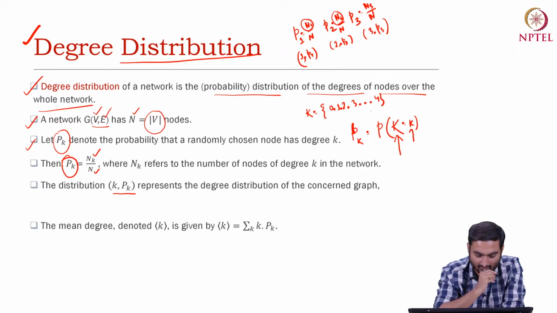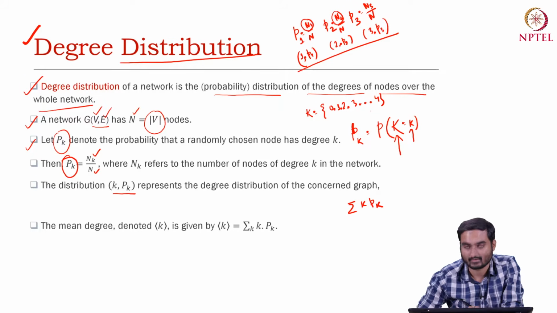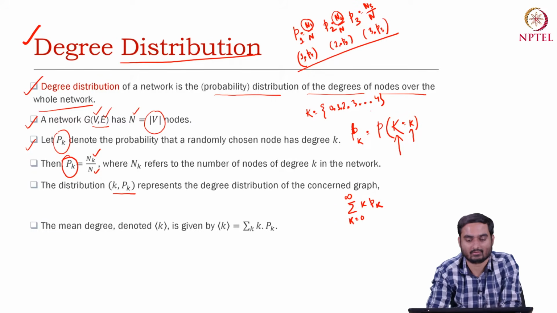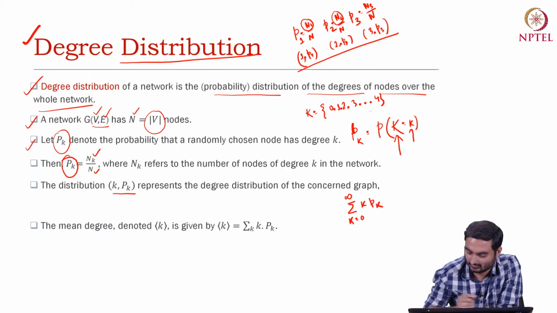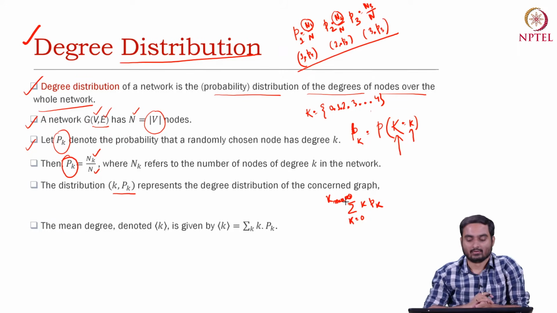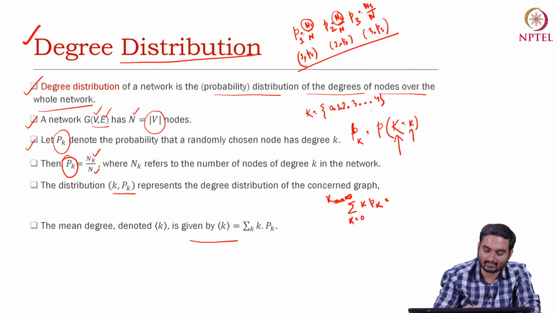Of course, given these quantities, what's the mean degree? The mean degree would be the summation of k P_k, where k ranges from 0 to infinity. Of course, an infinite degree is not possible, so you go up to the maximum degree that is possible, say k max. That would give you the average degree, or the mean degree of a node in the graph. Now, why is this so important?